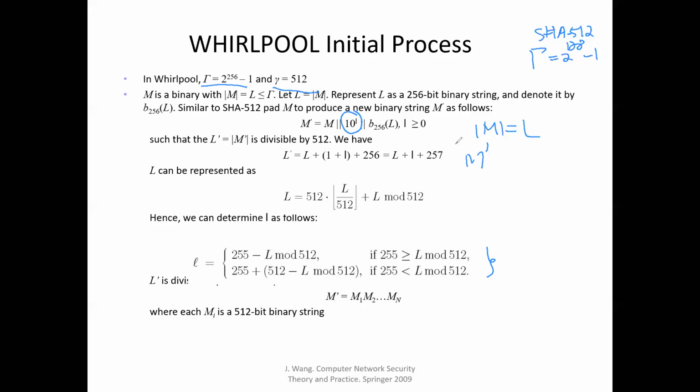So the purpose now is to make sure the length of the padded string is divisible by 512. Now for this padded string M prime, you write it into a sequence of blocks such that each block is exactly 512 bits long. Okay, so you have n blocks. So that's padding.